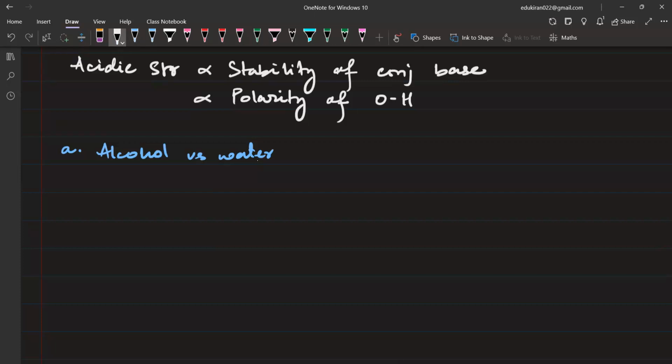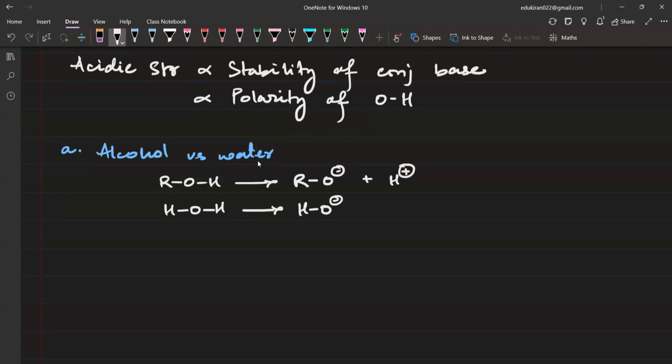So we are going to look at the dissociation of water and alcohol. If I have alcohol, we have already seen ROH, we will get RO negative plus H positive. And in water, that is HOH, we will be getting HO negative plus H positive. Right. Now let us compare the stability of the conjugate base.